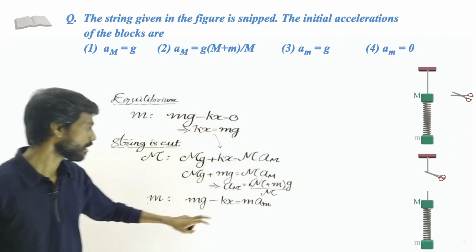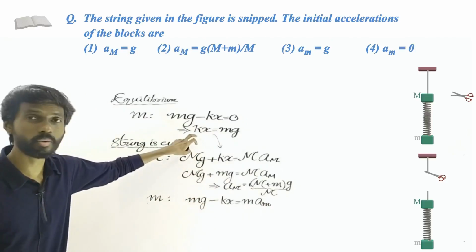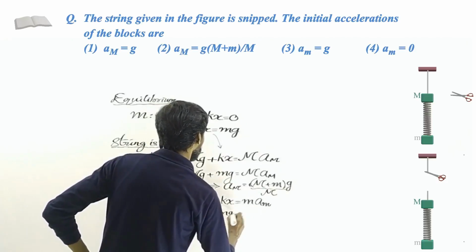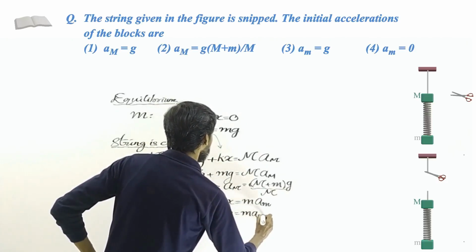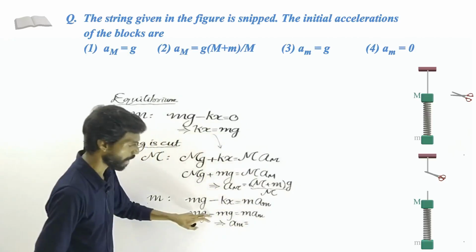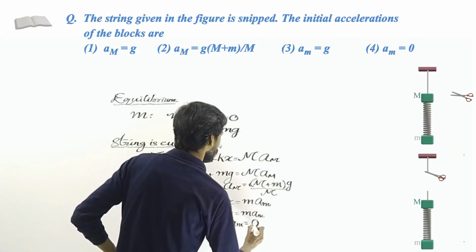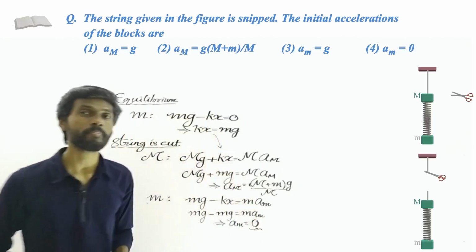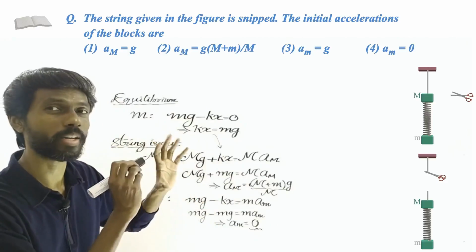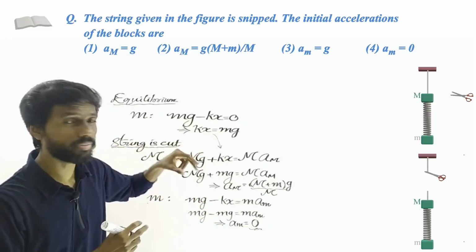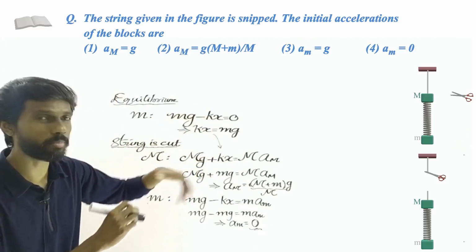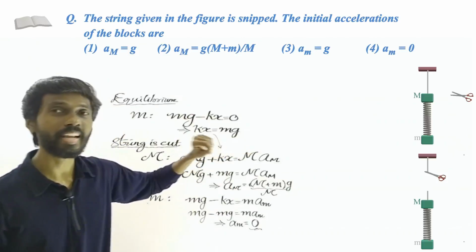But what is the value of kx? That is already known, mg only, so mg minus again mg equals mass times the acceleration of m. So that gives you the value of acceleration of m, that is mg minus mg, that is 0. So 0 is the acceleration of the lower block, which means it is at rest, for that moment only, at the moment immediately after the string is cut. Then it will start moving, but initially the acceleration is 0.